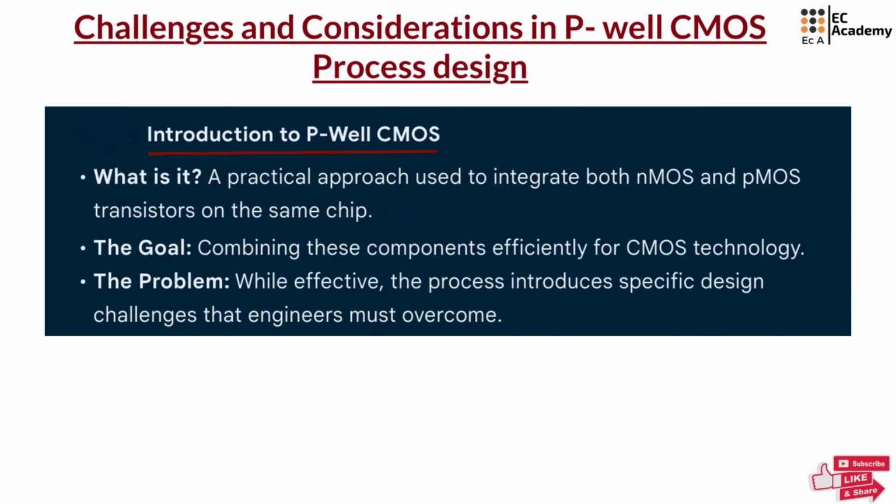See, inside our mobile phone and laptop, we have microchips. These chips are made up of tiny electronic switches called transistors. Mainly, we use two types of transistors, nMOS and pMOS. The P-Well CMOS process is simply a practical method used to integrate or join both these nMOS and pMOS transistors together on the exact same chip. But combining this nMOS and pMOS is not always easy. It creates some hurdles and challenges.